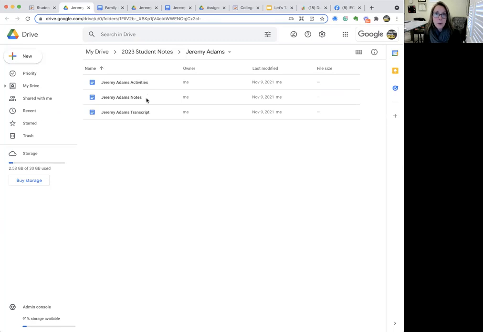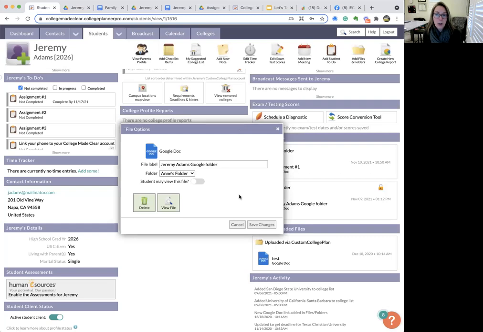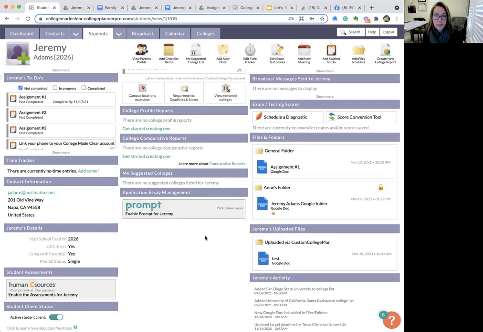I have my notes from my meetings with Jeremy, and then I've also uploaded other documents that I find helpful to have handy, like his transcript. And I keep track of his transcript because I want to see if there's any course progression challenges in his transcript that might be things that we want to highlight in the additional information section. So this is where I keep my notes for him. And you'll notice it's in my 2023 student notes folder, but I can just link to it straight from College Planner Pro, which is super handy.